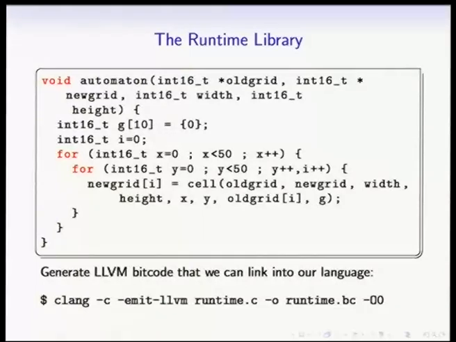We can emit something in LLVM IR that we then call from something else. And you could modify the implementation of this really easily to, for example, use libdispatch and run all of these in parallel, or maybe just run every row in parallel or something like that. And to generate bitcode from this, we just add this emit LLVM flag to Clang. By default, it emits native code. But if you add this flag, it will emit LLVM bitcode.